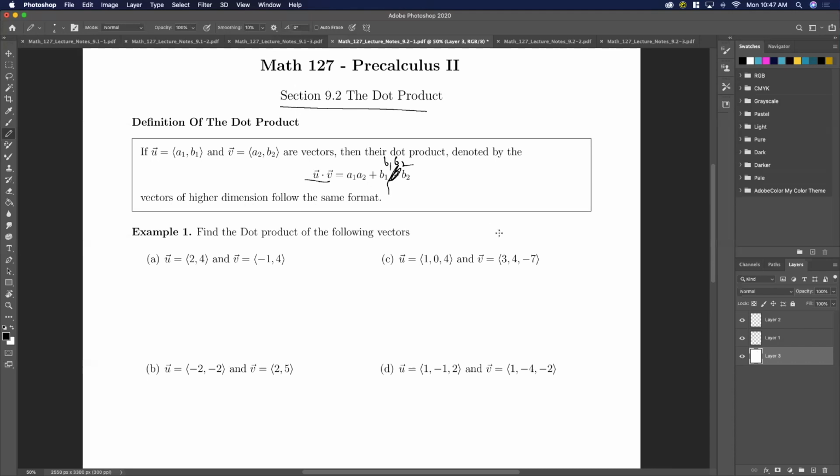For higher dimensions, follow the same format. You just do it more, I'll show you. So here, if I wanted to find u dot b, I'm going to take 2 times -1 plus 4 times 4. So it would be the first components multiplied together plus the second components multiplied together. And so what we get here is -2 plus 16, which gives us, of course, 14.